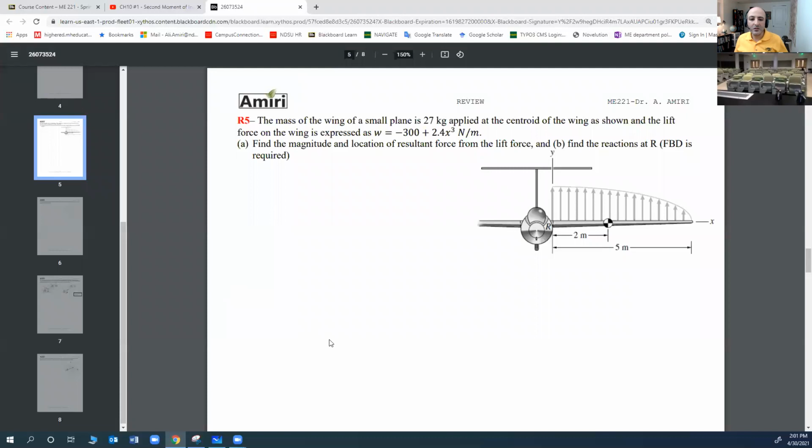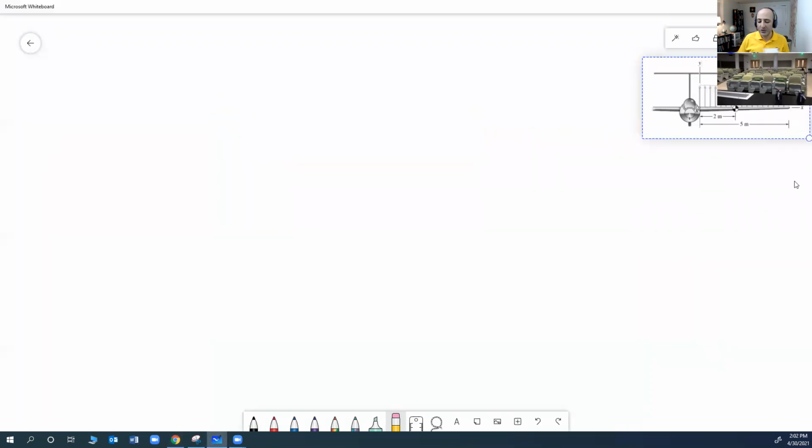The mass of the wing of a small plane is 27 kilograms, applied at the centroid of the wing as shown. And the lift force on the wing is expressed as this much. A, find the magnitude and location of the resultant force from the lift force. And B, find the reaction at R, the support. Free body diagram is required. So this is a case of distributed load on a beam. The problem is asking me to find FR.